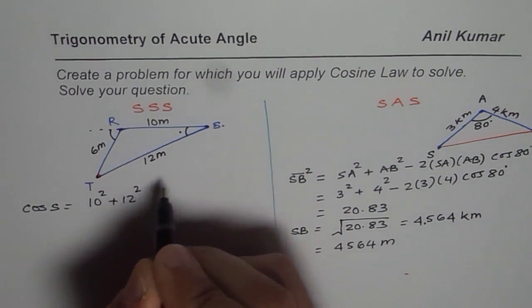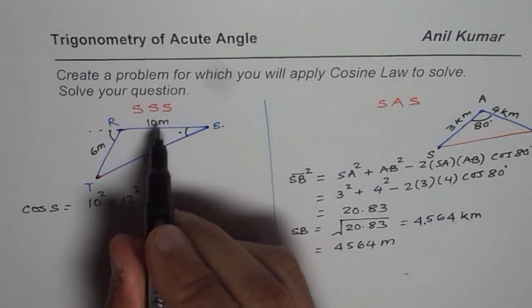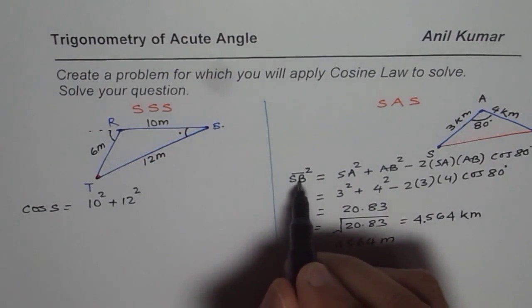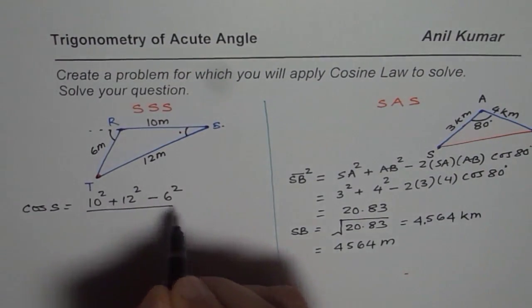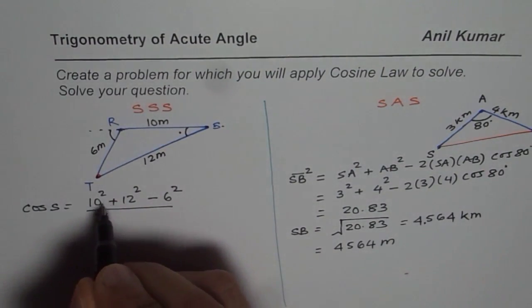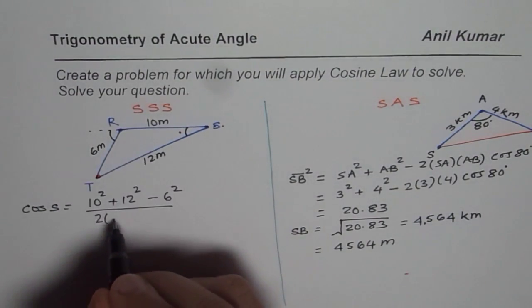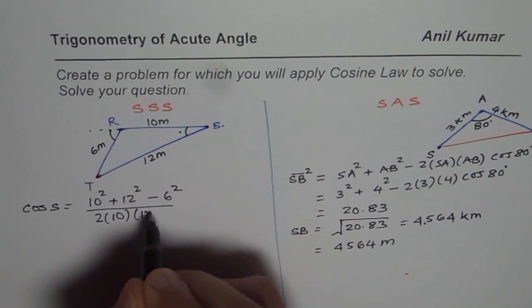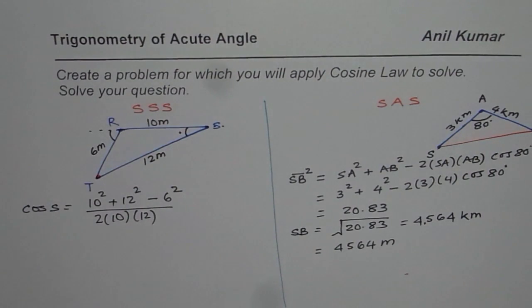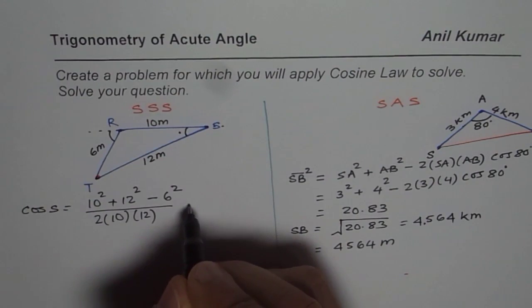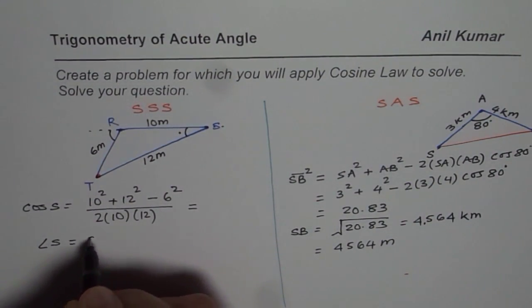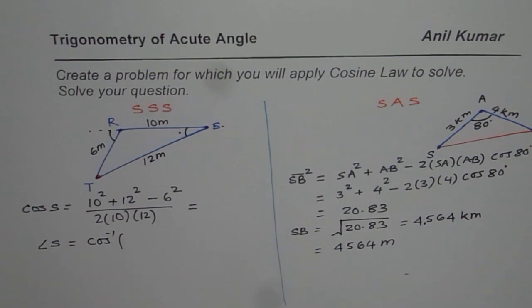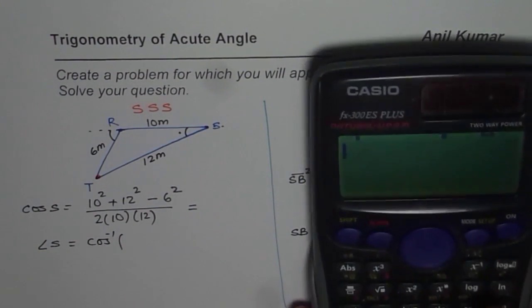You know the formula. Minus 2 times this side, which is 6, minus 6 square, divided by 2 times these two sides, the adjacent sides, so 10 and 12. So when you use this, you get cos of that angle S, right? Once you find this value, then you can find the angle S as equal to cos inverse of this value.